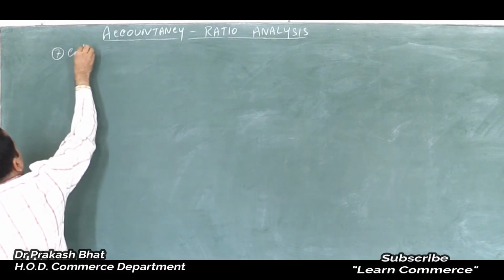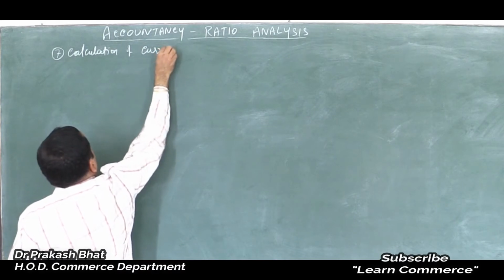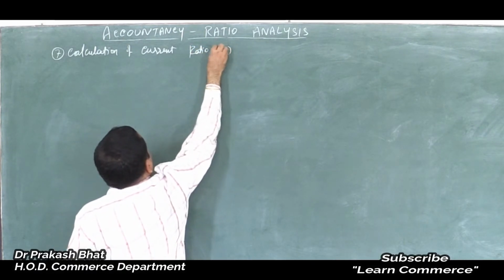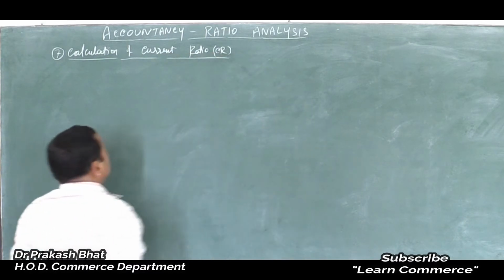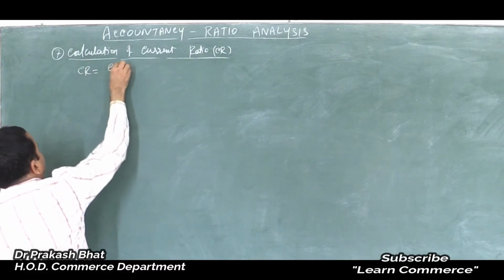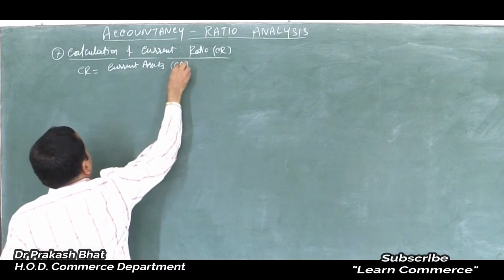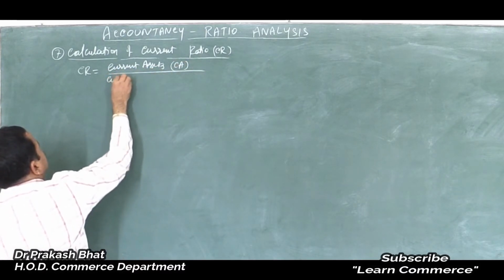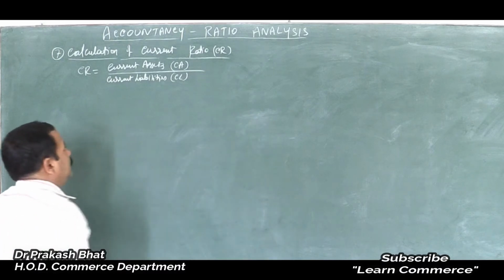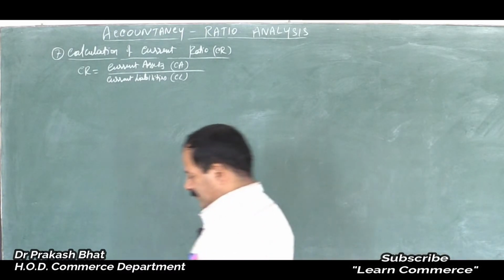Calculation of current ratio, CR. Current ratio is equal to current assets divided by current liabilities. Now, what is given in the problem?